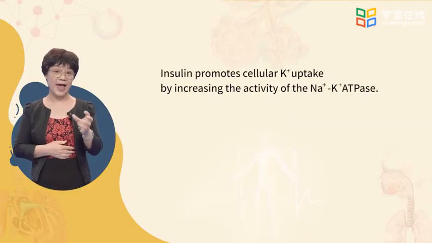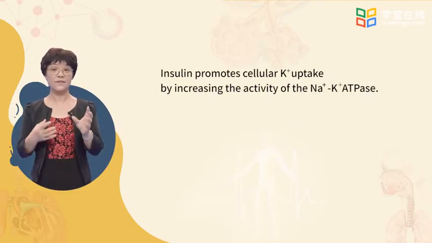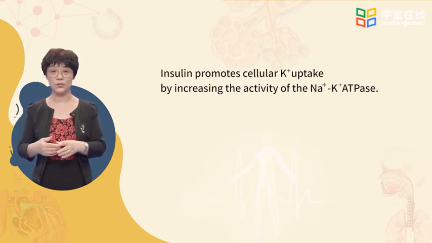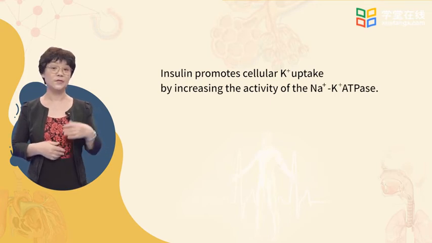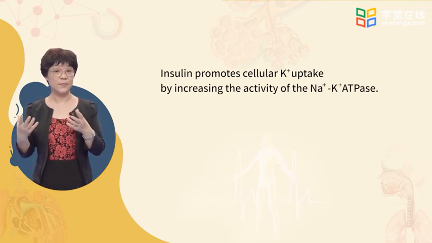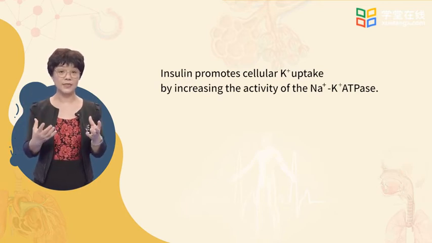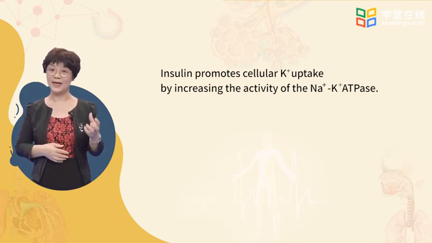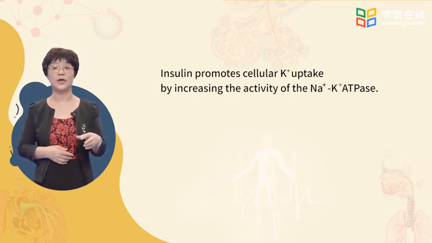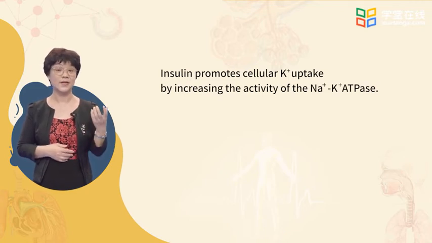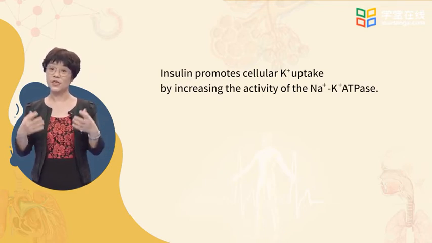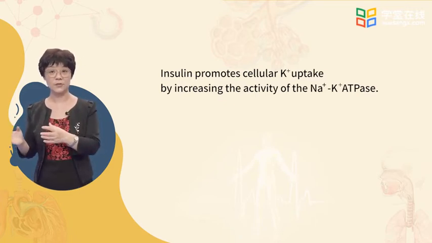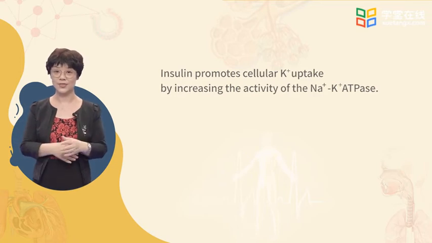In addition to major actions on carbohydrate, fat, and protein metabolism, insulin has several additional roles. Insulin promotes cellular potassium uptake by increasing the activity of sodium-potassium ATPase. This action of insulin can be viewed as a protection against hyperkalemia. Insulin ensures that dietary potassium will be carried into the cells with glucose and other nutrients.